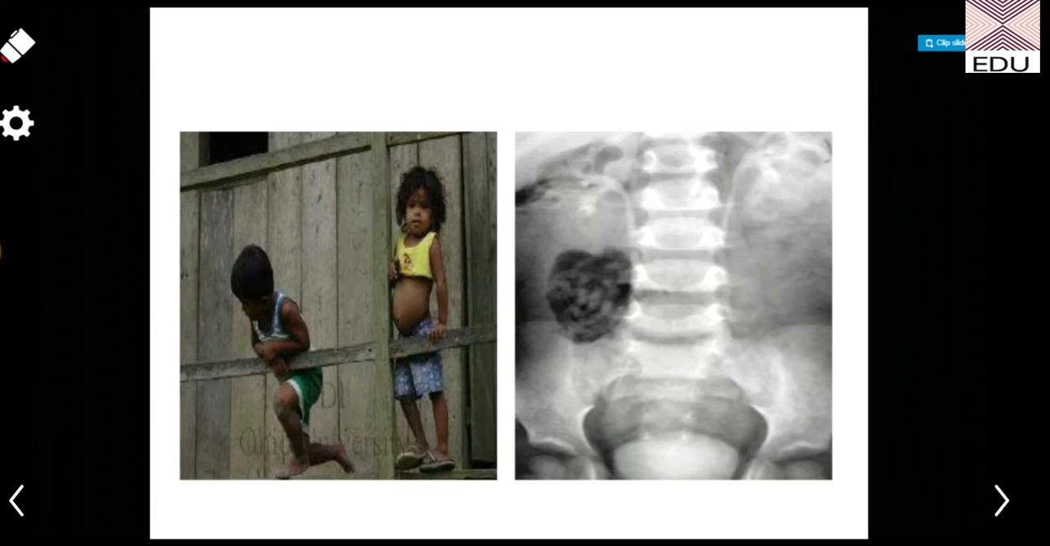And now, this particular slide is the very first slide of the lecture. It is showing the presence of Ascaris in the abdomen or the intestine of this particular child. Now, if you demarcate here, this is the presence of the Ascaris, and the child is suffering from the disease Ascariasis.